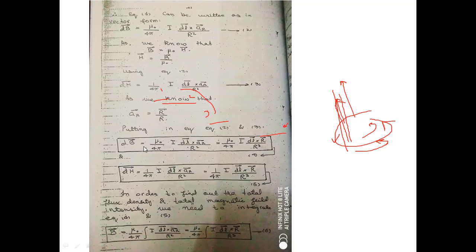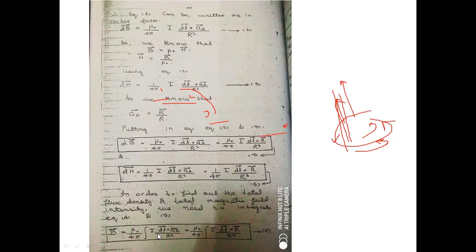This is the expression for the dB, and for the dH, this mu naught will be cancelled out. So we'll get 1 over 4 pi I dl cross ar over r square, and that will be equal to 1 over 4 pi I dl cross R over R cube. These were the flux density and the magnetic field intensity for the small segment. Now for the complete length, we have to apply the integration for this differential length.